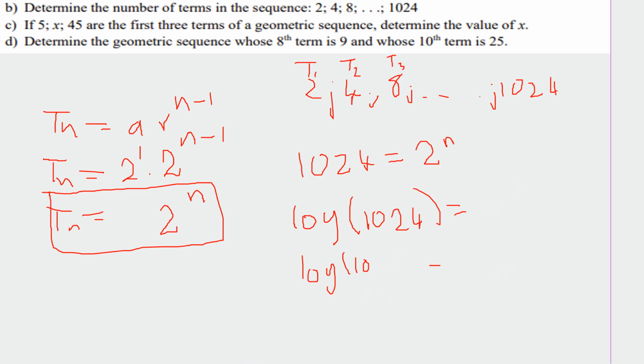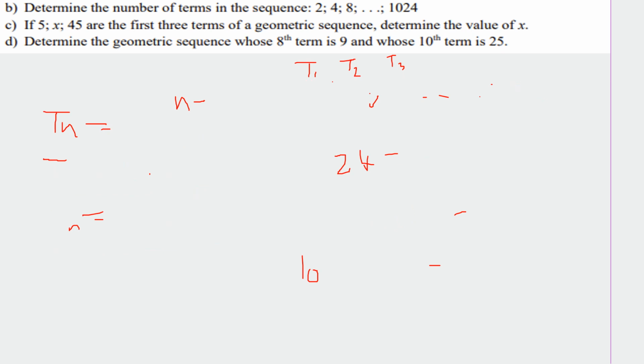So now let's look at number C. Number C says that if 5, x, 45 are the first three terms of a geometric sequence, determine the value of x. Okay, so in this question, they have told us this sequence is a geometric sequence. So we don't have to check if it is geometric or arithmetic, because it is given to us that this sequence is a geometric sequence.